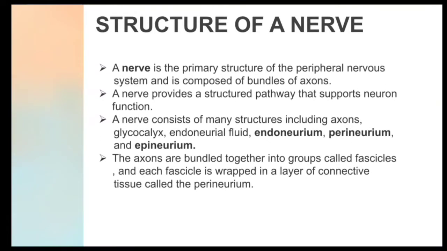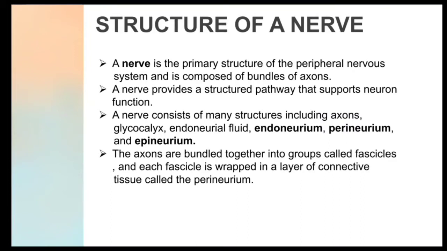So first, let's tackle the structure of a nerve. Ano nga ba yung nerve? Nerve is the primary structure of the peripheral nervous system and is composed of bundles of axons, or what we call the fibers. Yung nerve, siya ang nagpo-provide ng pathway na nagsusuporta sa pag-function ng ating neuron. So, ang nerve ay nagko-consist siya ng many structures including the axons, glycocalyx, endoneurial fluid, endoneurium, perineurium, and epineurium.